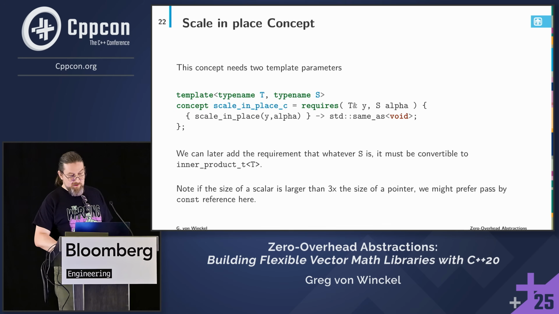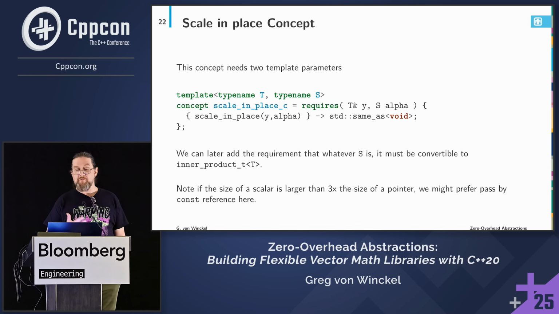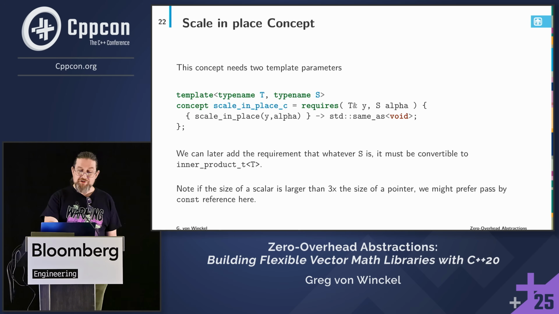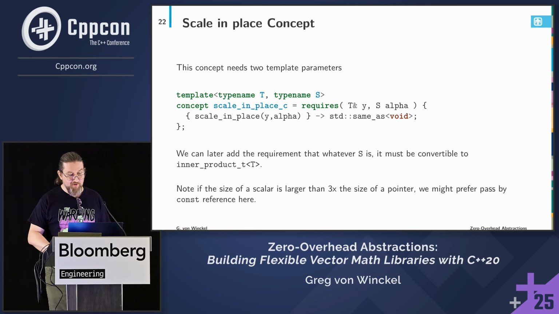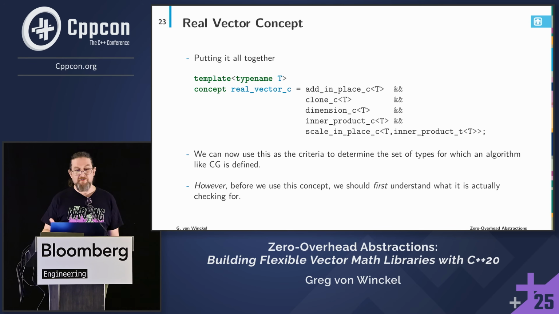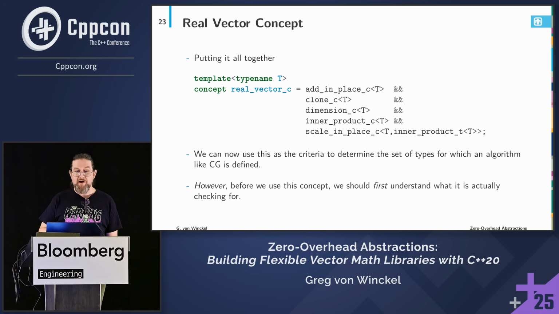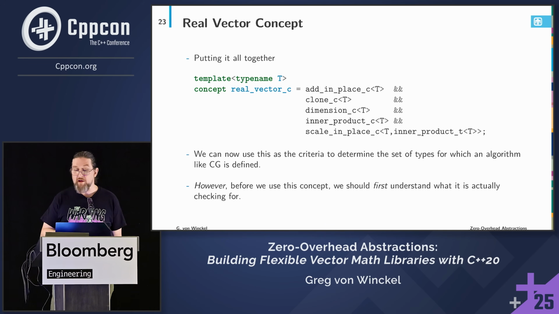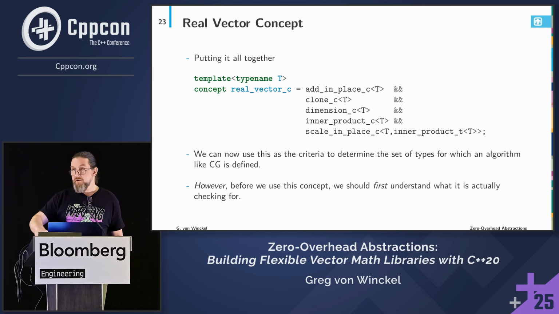All right. And here we go. So scale in place, same thing. Now you need two parameters. There's one parameter that would correspond to your vector and one that would correspond to your scalar. The relationship between these two types is not specified in the concept. That's something that we will pin down more precisely later. All right, you put these things together and you can define a real vector concept. This is a type T, satisfies the real vector concept, provided it implements add in place, clone, dimension, inner product, scale in place. And that the scale in place, that second argument is now specified.